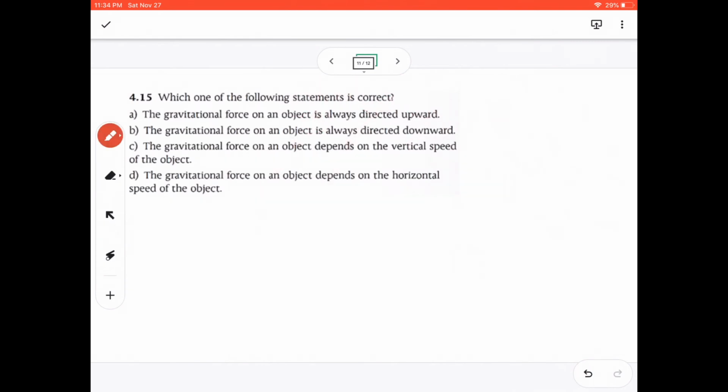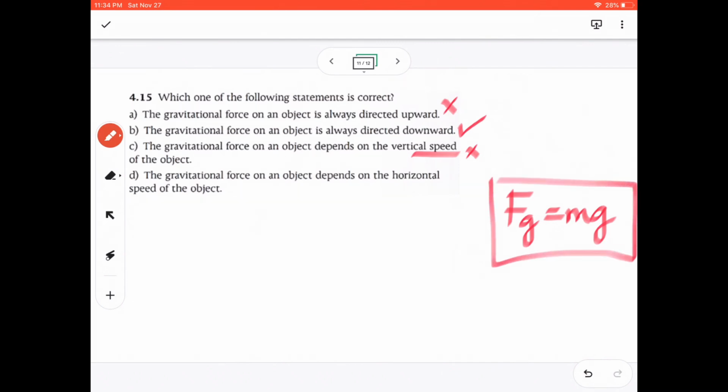So which one is correct here? The gravitational force on an object is always directed upward. That is wrong. The gravitational force on an object is always directed downward. That is correct. What if there's another choice which is correct? Let's read on. The gravitational force on an object depends on the vertical speed of the object. Not actually, because the gravitational force Fg is equal to m times g. No, it doesn't depend on the vertical speed. It only depends on mass and acceleration due to gravity, so this is wrong. The gravitational force on an object depends on the horizontal speed. That's also wrong because Fg is also just equal to mg, so letter B is our answer.